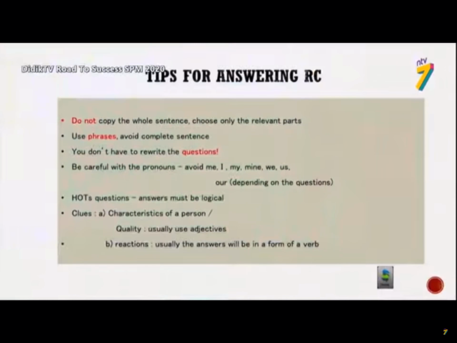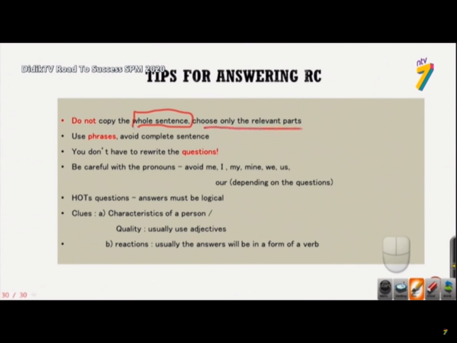A few tips to answer the reading comprehension part. Try not to answer in a complete sentence. What does it mean by not in a complete sentence? Because sometimes students tend to copy exactly from the paragraph and put it as their answers. Sometimes the whole paragraph is there. So definitely it's wrong. Choose only the relevant parts.